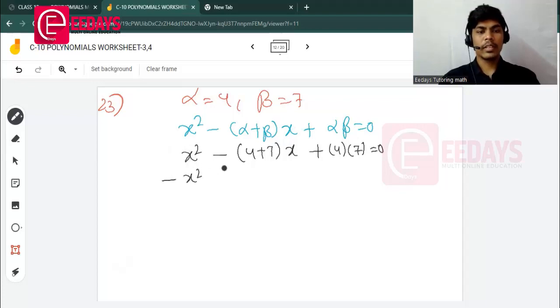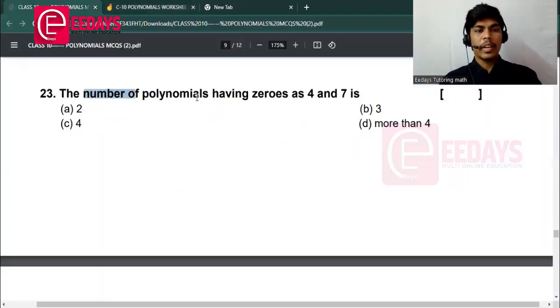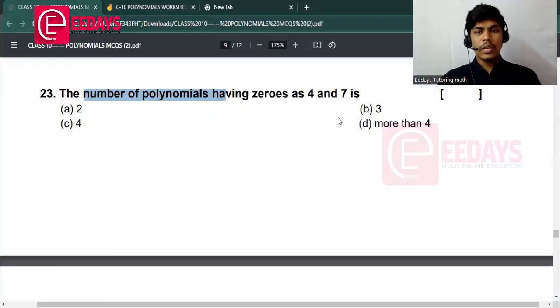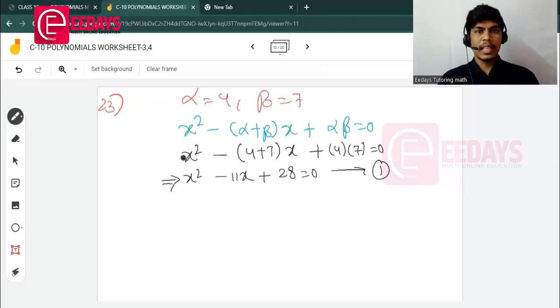So x square, 4 plus 7 is 11x, plus 4 times 7 is 28, we will get. x square minus 11x plus 28 is equal to 0 is the correct answer. But what they are asking is the number of polynomials. Till here we are getting only one polynomial. One is not there in the options; they have given 2, 3, 4 and more than 4. This question, as I said, is repeating.